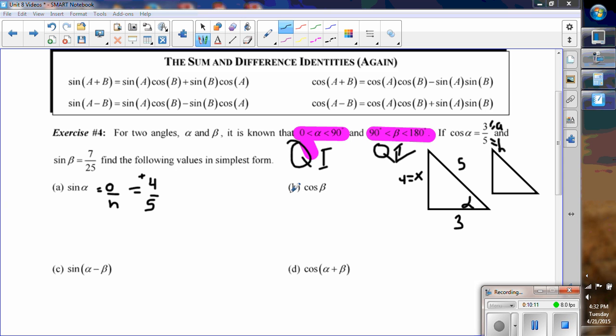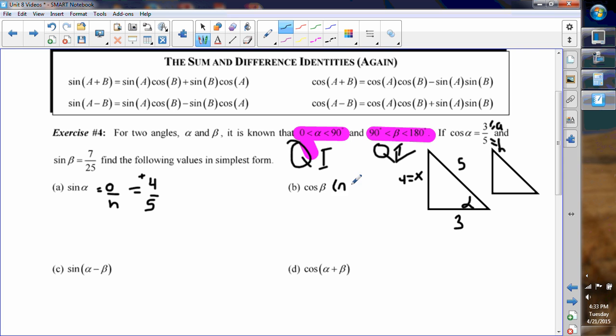And while we're in quadrant 2, we know that cosine is going to be negative. So this is going to be a negative answer when we're done here. Okay? So we know that this is going to be opposite over hypotenuse. So if this is beta, opposite is 7, hypotenuse is 25. I'm going to call this y. Go ahead and use the Pythagorean theorem to solve for this.